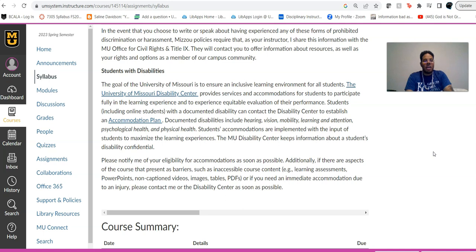Finally, for students who have disabilities, please know that if you contact the University of Missouri Disability Center, they can get an accommodation plan drafted for me, and that way we can make sure that you have a fair chance in completing the course.